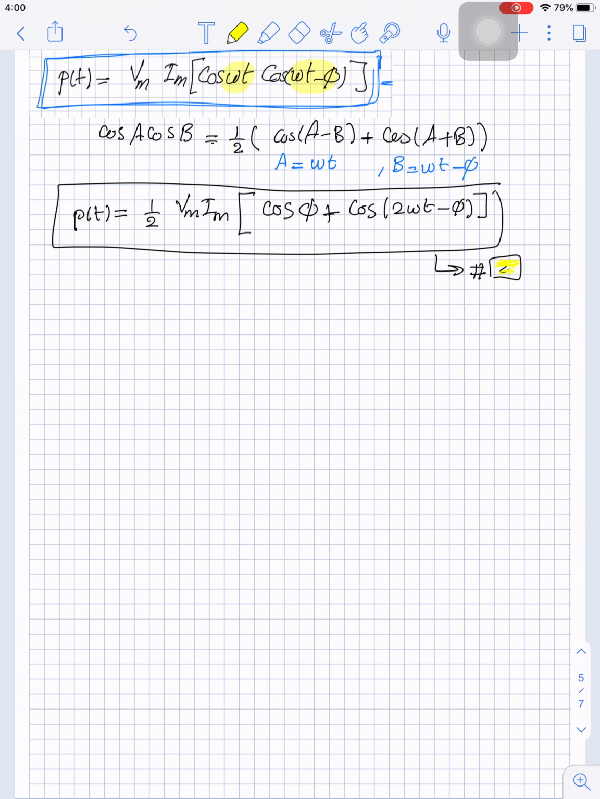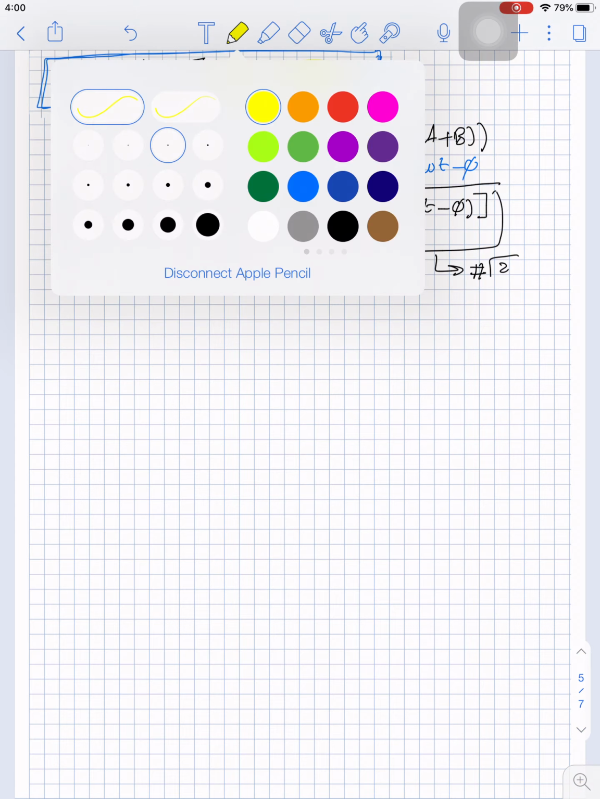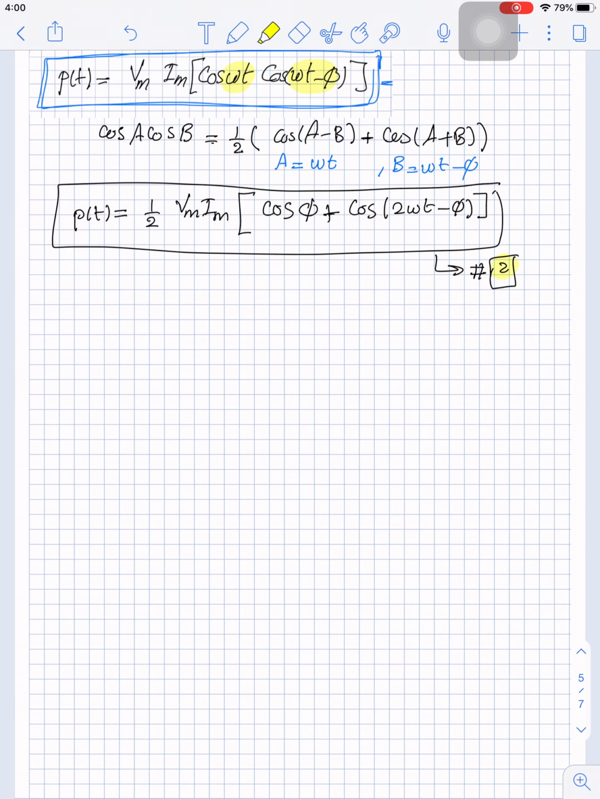Now the question is, can you visualize this equation? Can you imagine how this equation looks like? So P of t equal to half V max I max multiplied by cos phi, then you have plus cos 2 omega t minus phi. So can you tell me what is the shape of this waveform? Can you think about, if we need to sketch this waveform, how this waveform will look like?